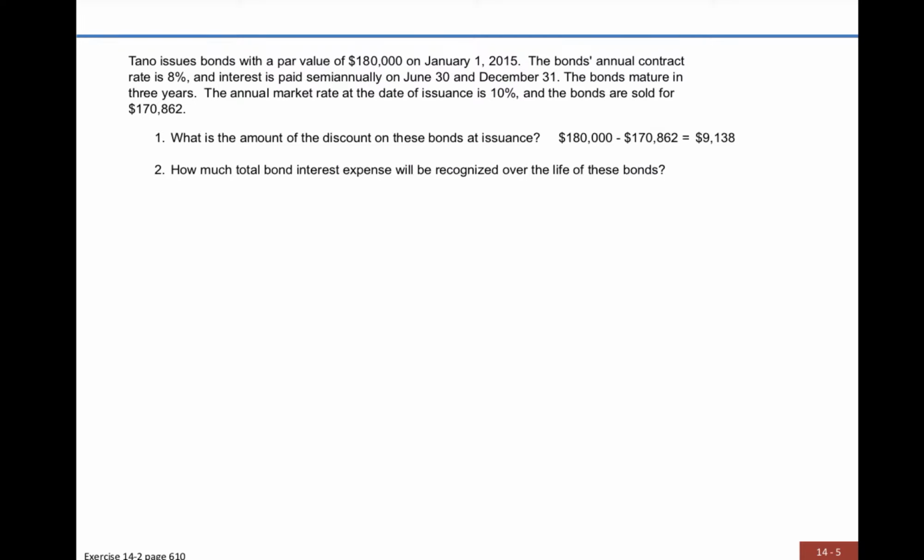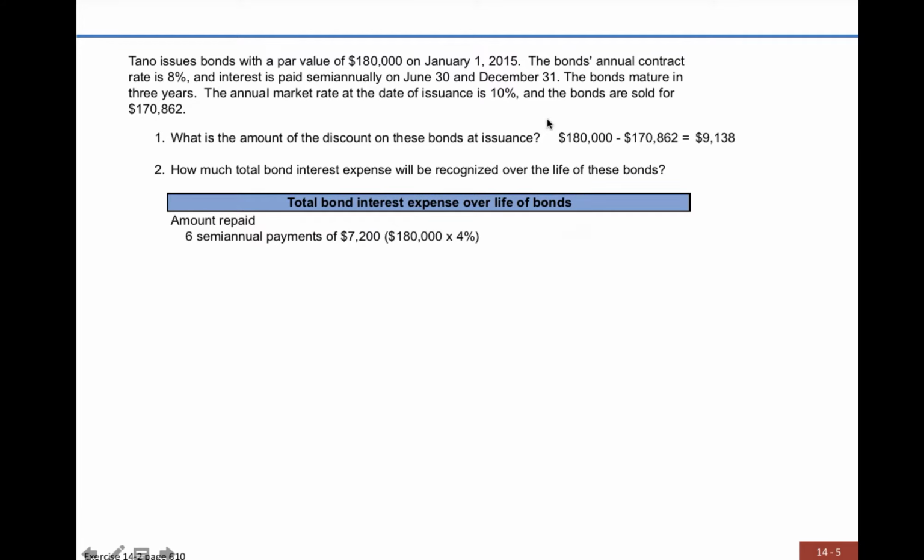So the discount would be $9,138. How much total bond interest expense would be recognized over the life of these bonds? Well, it would be this amount here plus the semi-annual interest payments.